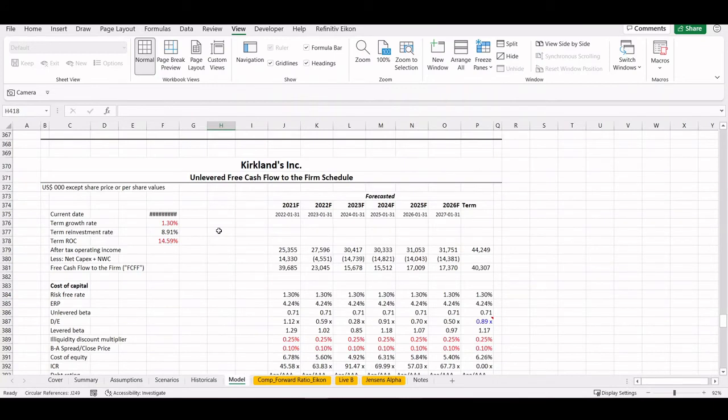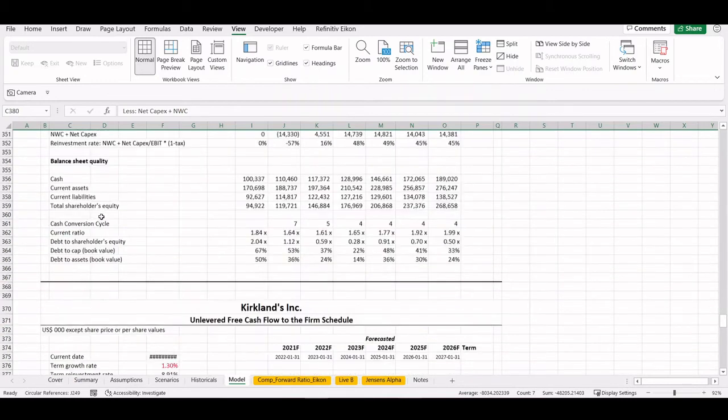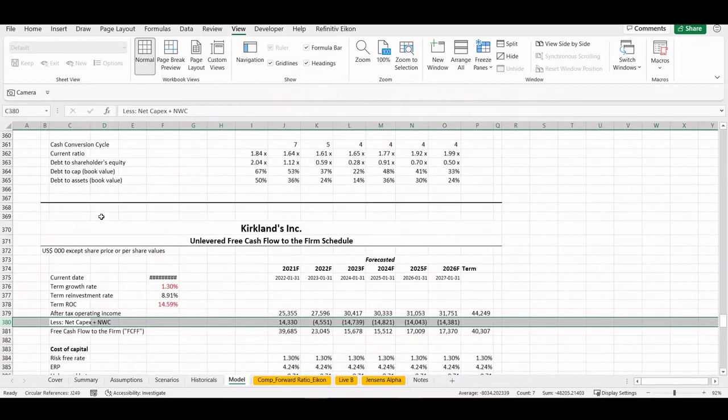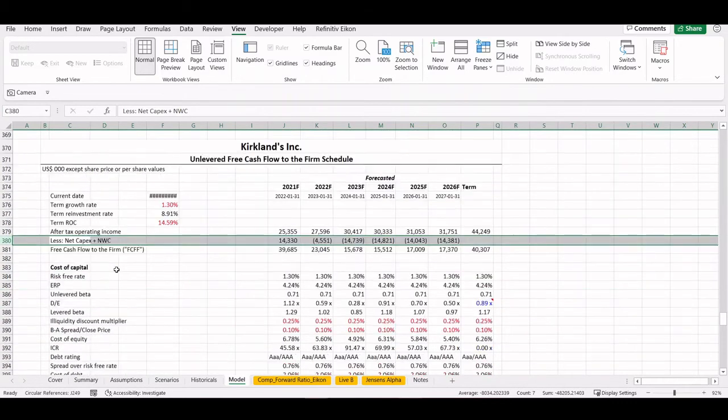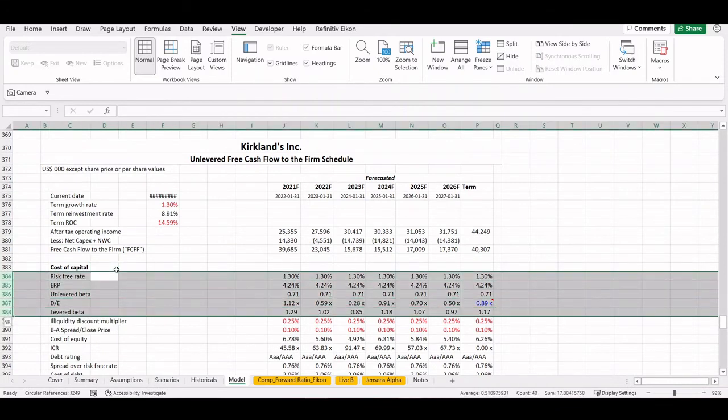From an intrinsic value perspective, we look at the operating cash flows, and we come to the free cash flows of the firm by subtracting the reinvestment, which is in this case net capex and net working capital, from the operating cash flows after tax. That part is quite straightforward, and we have done a three-statement model and forecasted it. But the interesting part of the valuation of this company is in the risk in the company.